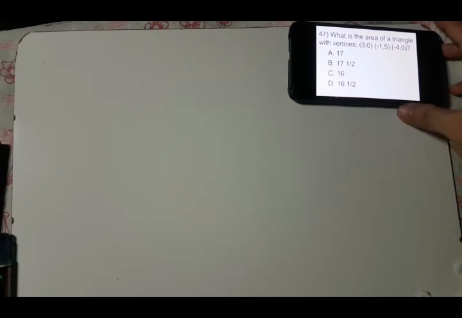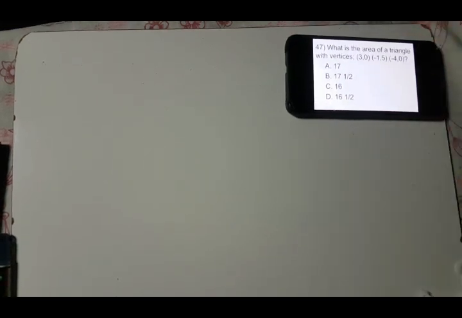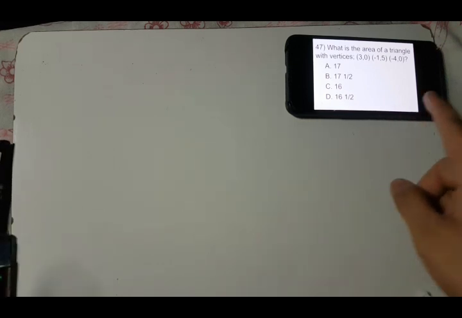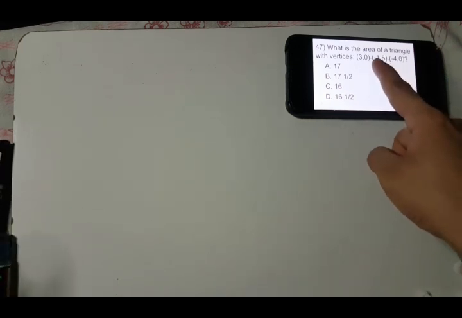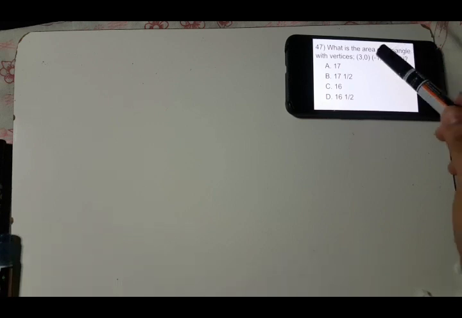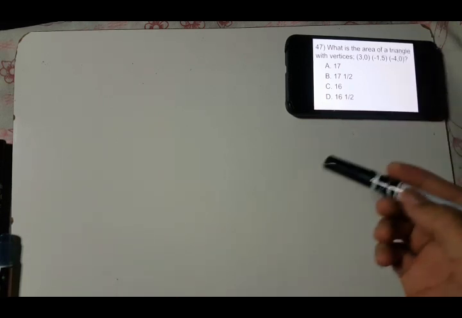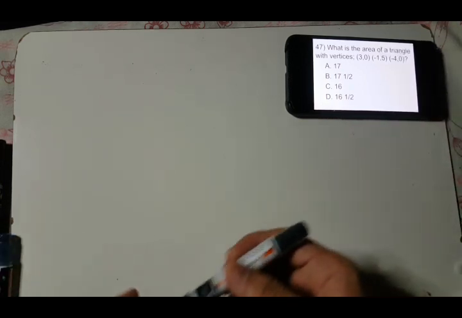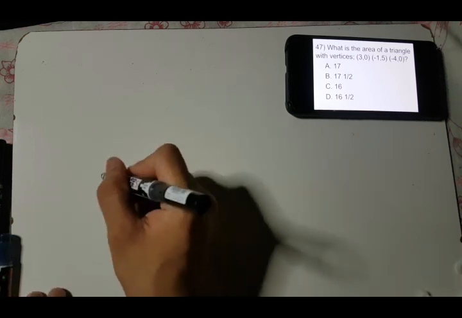Next, what is the area of a triangle with vertices (3, 0), (-1, 5), and (-4, 0)? Actually, pwede kayong gumamit dito ng distance formula para makuha nyo yung length ng sides, per each from the 2 points. Tapos pwede kayong gumamit ng Pythagorean theorem or properties ng triangle. Pero para hindi kayo mahirapan dyan, ganito lang gawin nyo. Ito yung technique ko dyan.